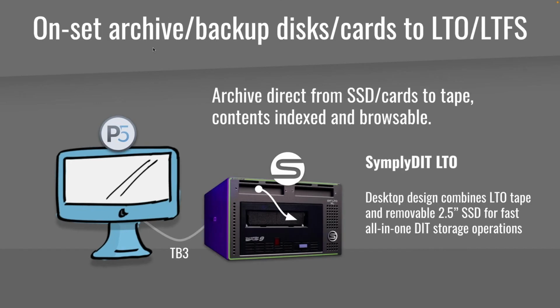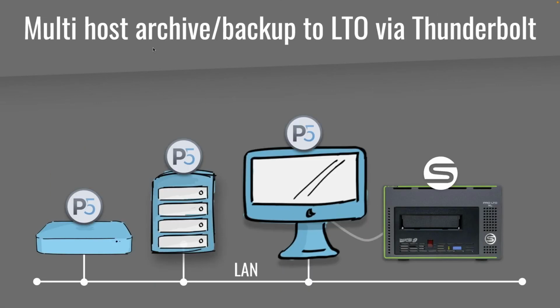But if we want to go a bit further, we could look at the Symply DIT LTO. And as I mentioned earlier when we were looking at the hardware, this allows you to do on-set archive and backup from disks in those two slots or cards directly to LTO9. So you can be making LTO9 copies of footage before you erase cards, or you could be copying cards to SSDs and tape all in one process using P5. So there's a huge amount of on-set DIT possibilities with that product.